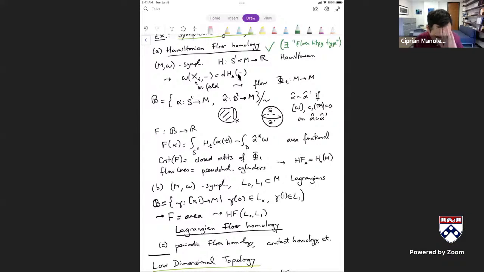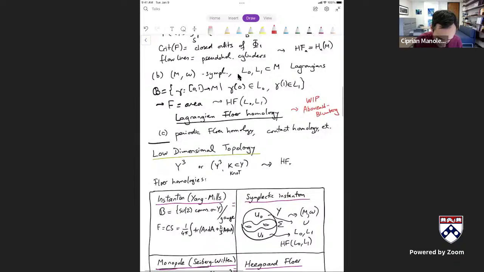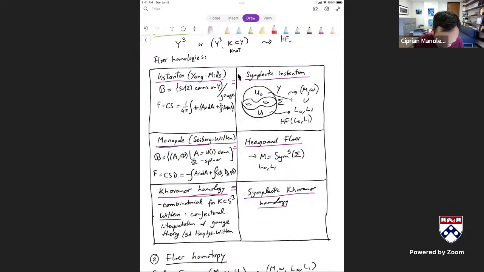In Lagrangian Floer homology, this is still needed. Maybe I should say it's work in progress also by Abouzaid and Blumberg. They're trying to do this. Then we have it in monopole Floer homology, in Khovanov homology, and we have it for knots in Heegaard Floer homology. But we still need to do it in Heegaard Floer homology in general, in symplectic Khovanov homology, in symplectic instanton, and in instanton. So there is still work to be done.